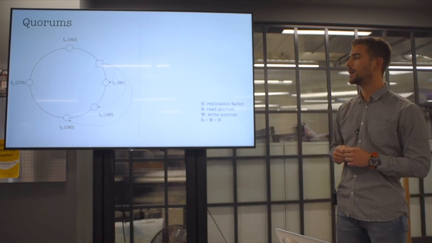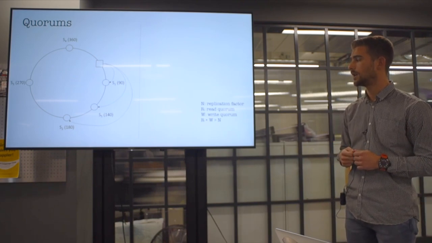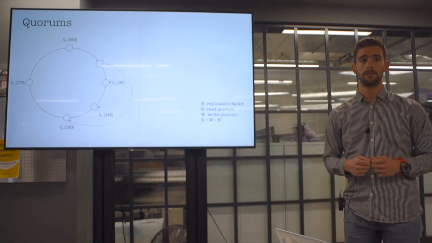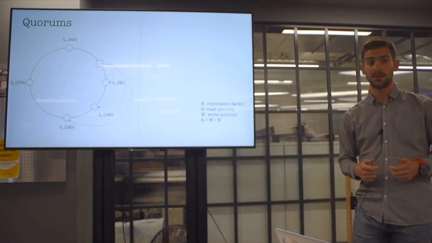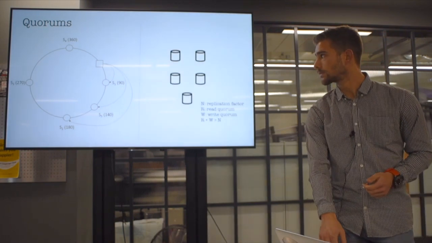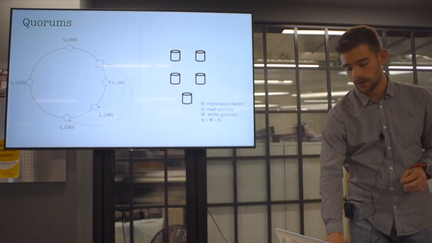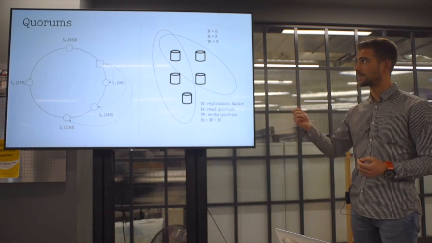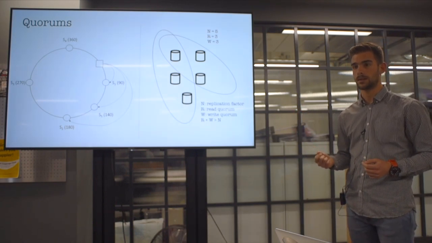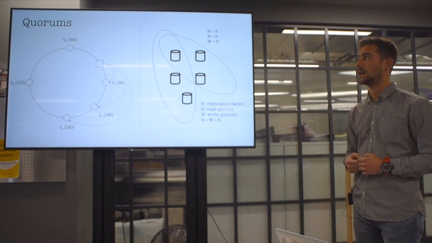So if they made sure the system always satisfied the equation R plus W greater than N, that meant that at least one server would have the latest version. So if we have 5 servers, so N equals 5, and you try to select 2 sets of 3 servers, then at least one would collide, would be in both sets. That's the main principle under that, the way they guaranteed that at least one server would have the latest version.